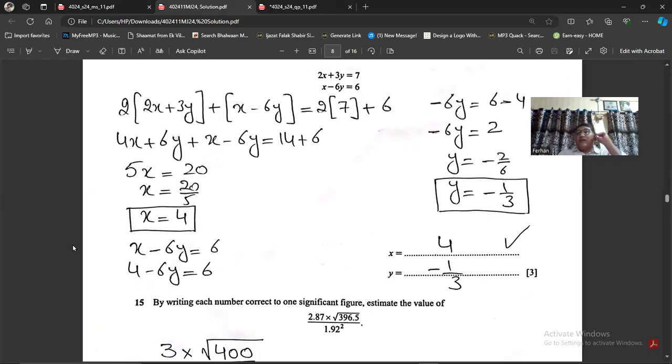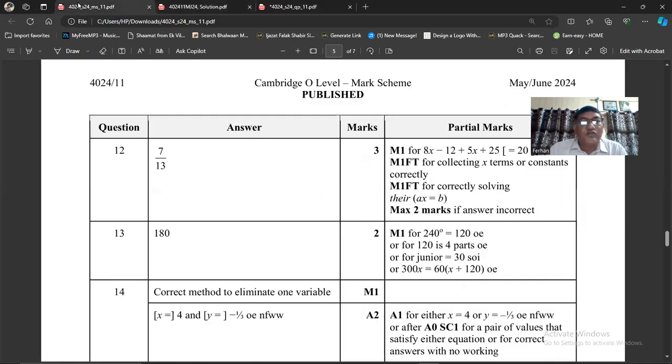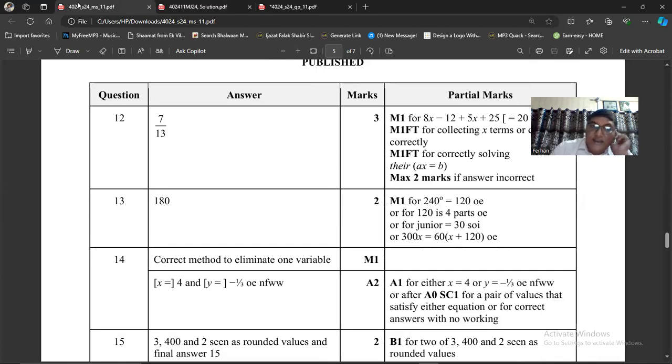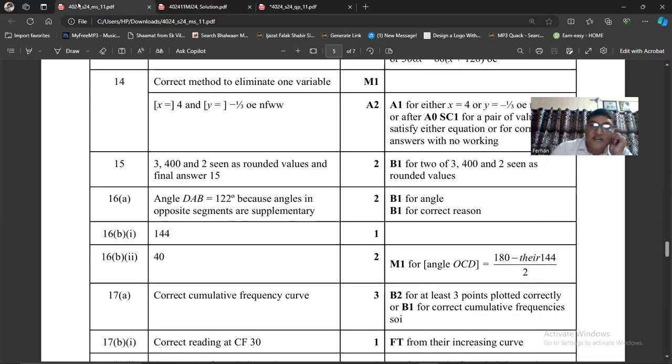So you know the value of x, we will put this value of x in any one of those equations. I'm going to use the second equation, x minus 6y equals 6. In place of x, I will substitute its value, which is 4. So 4 minus 6y equals 6, so minus 6y equals 6 minus 4. Minus 6y equals 2. y will be minus 2 by 6, and y will be minus 1 by 3. So the value of x is 4, and the value of y is minus 1 by 3. So this is how you do question number 14. 4 and minus 1 by 3 is the right answer, sir.